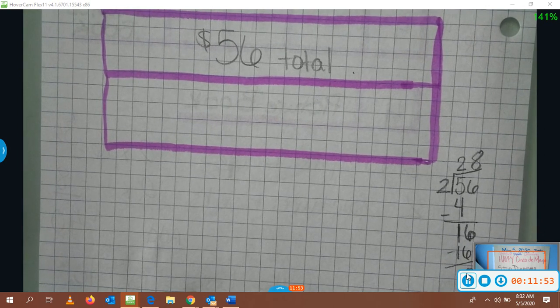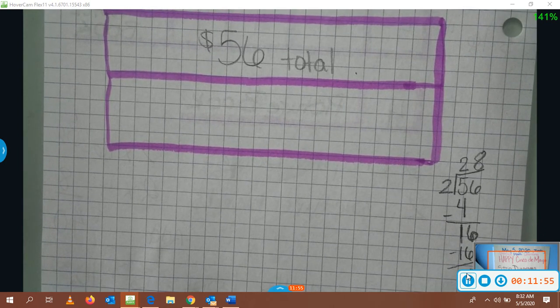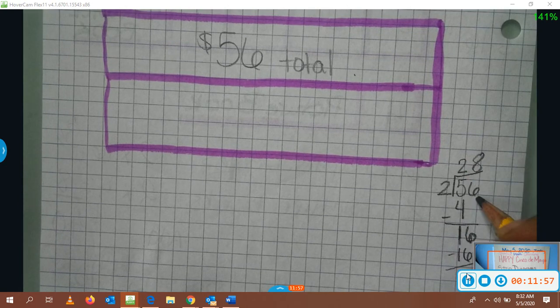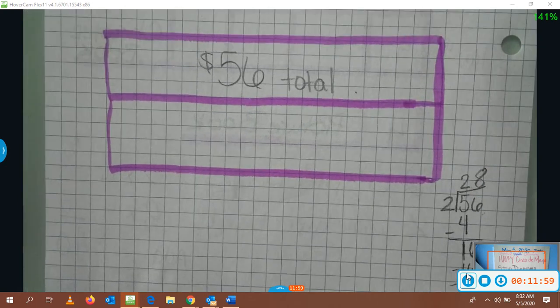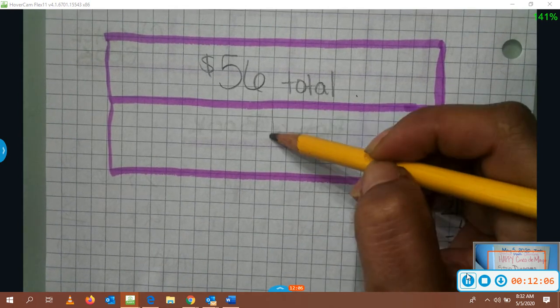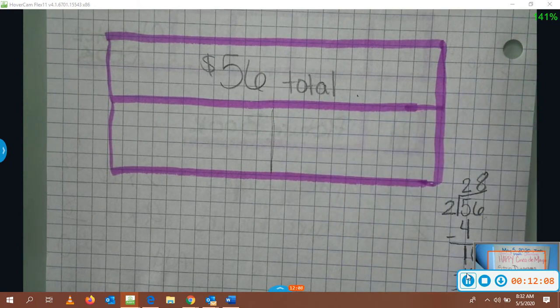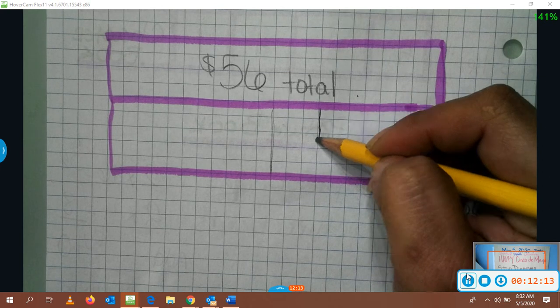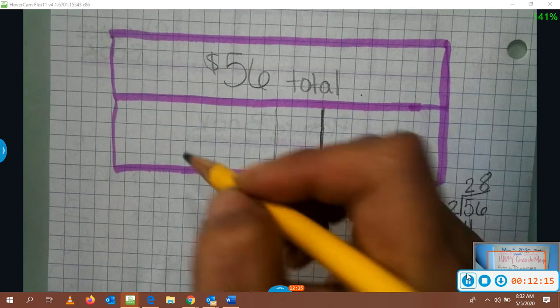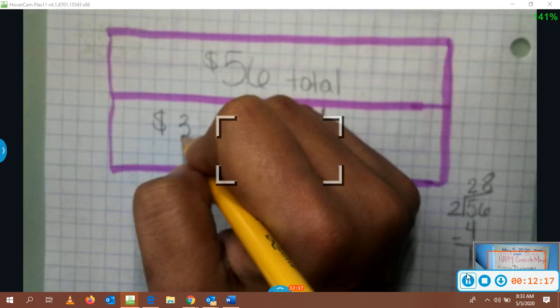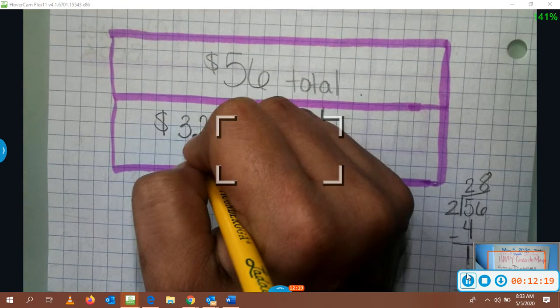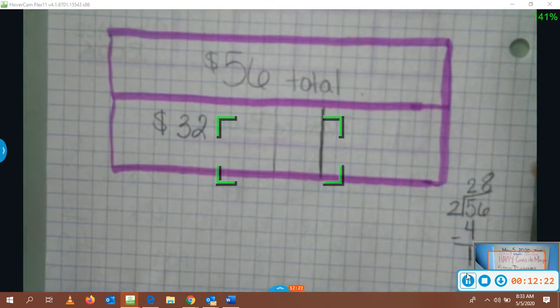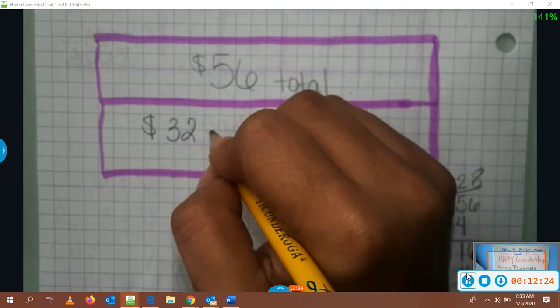So 28. So she has $32. The reason I found out how much half of 56 was is because I need to know where to write my 32, how much space I was going to get for my 32 down here. So 28 is half. So this is half. So that's 28. She has 32. So I'm going to move my line over just a little bit more than half to represent the $32 that she already has. So I'm going to put $32 saved.